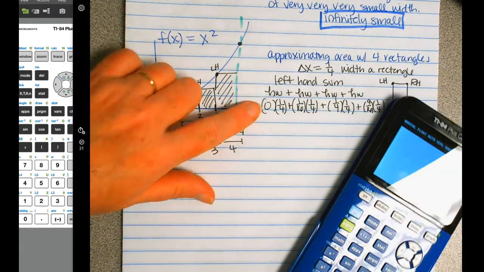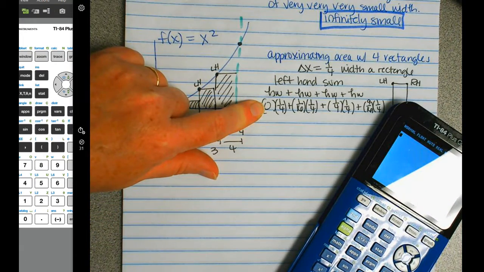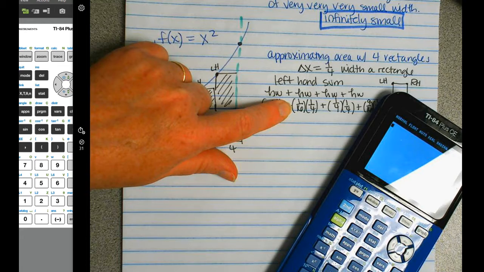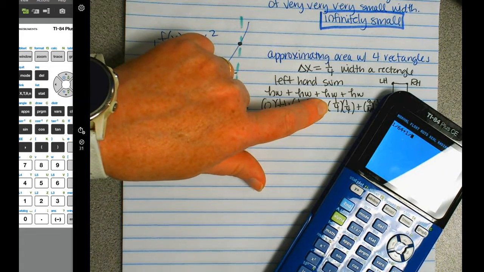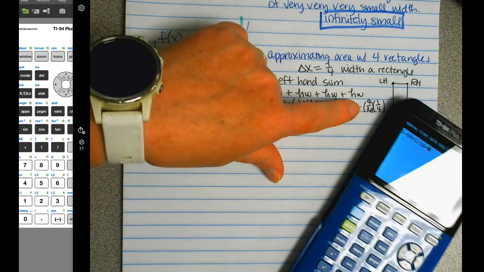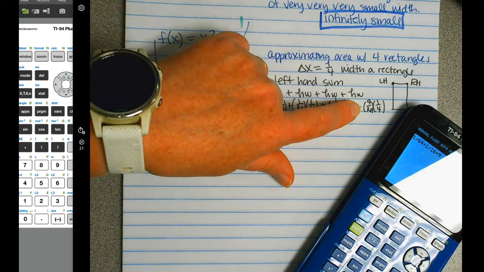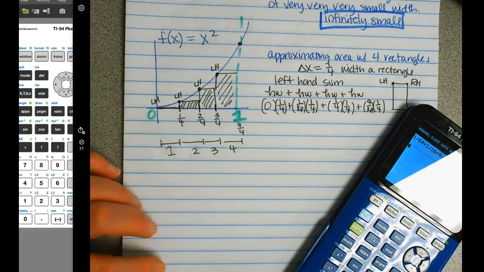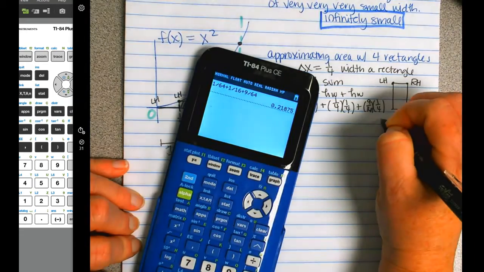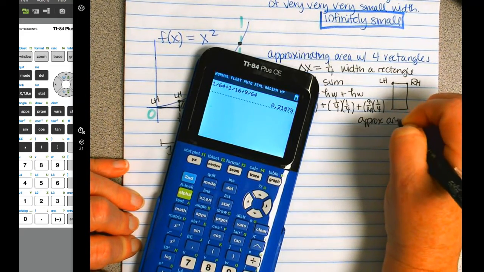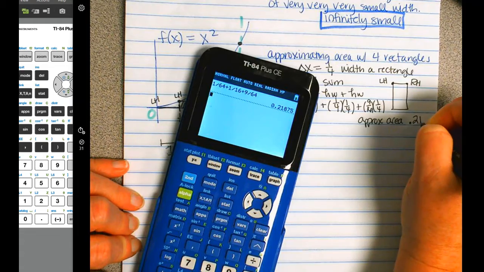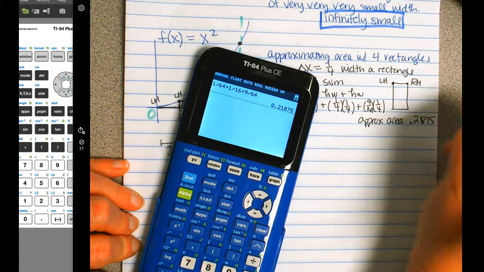So if you do fractions, I don't have to do the first one at all because it's 0. The second one is going to be 1 divided by 64. 1/64 plus 1/16 plus 9/64 equals. So my approximate area under my curve is 0.21875. I'm going to keep it all just for kicks.